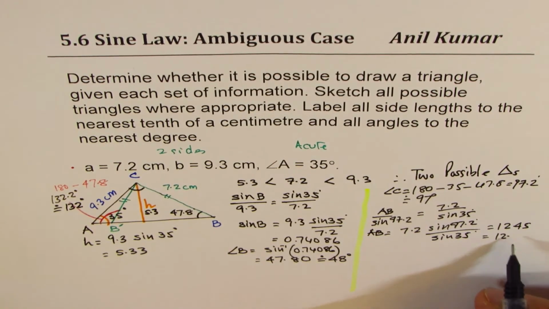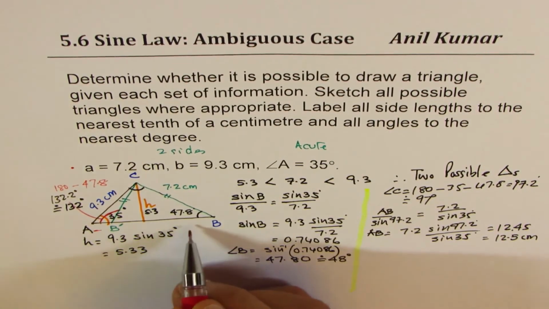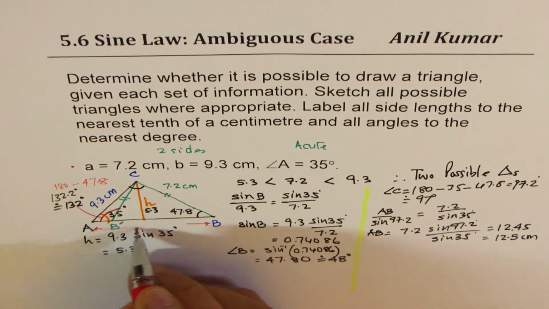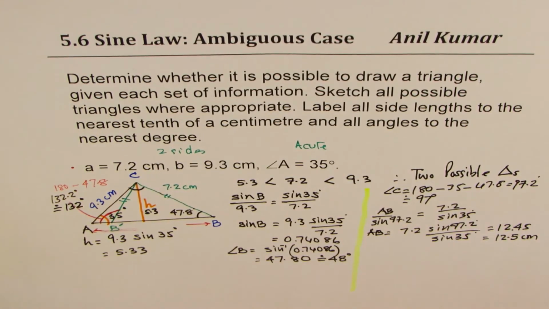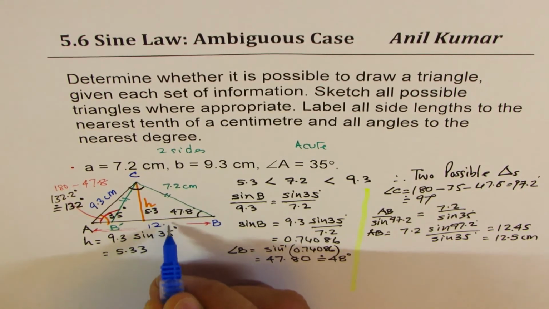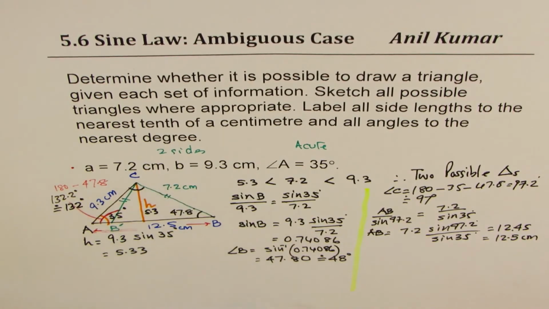Which is 12.5 centimeters in our answer, right? So this particular length here from A to B, from here to here, is equal to 12.5. So we have to round this to 1 decimal place. That's perfect. In centimeters, right? So we solved the bigger triangle.